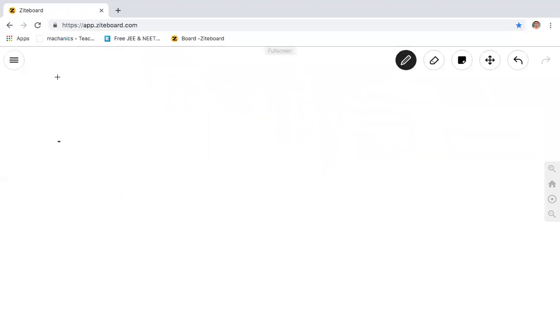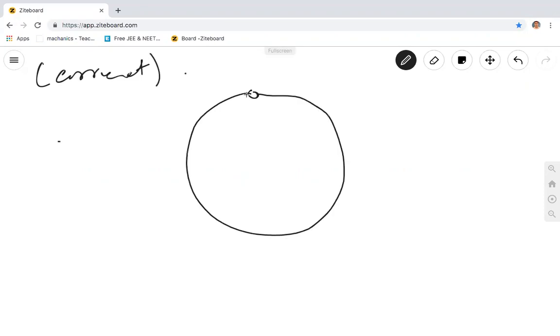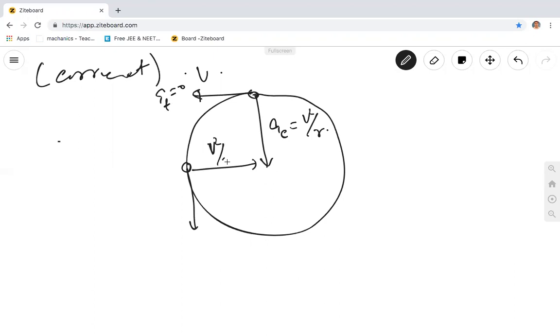It is correct. First of all, a particle is moving in a circle, but its speed is constant. Therefore, there is no tangential acceleration, right? And the acceleration is towards the center, that is v squared by r. When the particle reaches here, the acceleration is towards the center, v squared by r. Particle is here, acceleration towards the center, v squared by r.